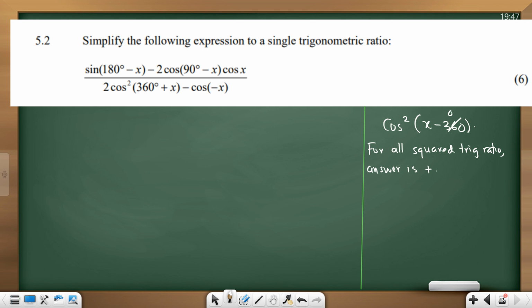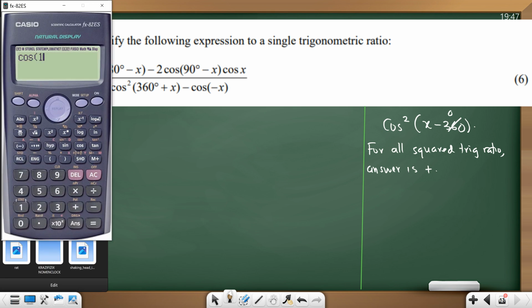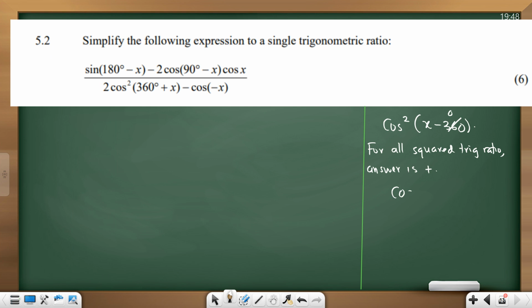Or you can use your calculator to say cos 1 minus 360. Even if it's a negative, it doesn't matter. But because it's a squared, it's going to be positive. And 360, am I changing? No. So my answer is what? Cos squared x. Did that make sense? Please, did that make sense?